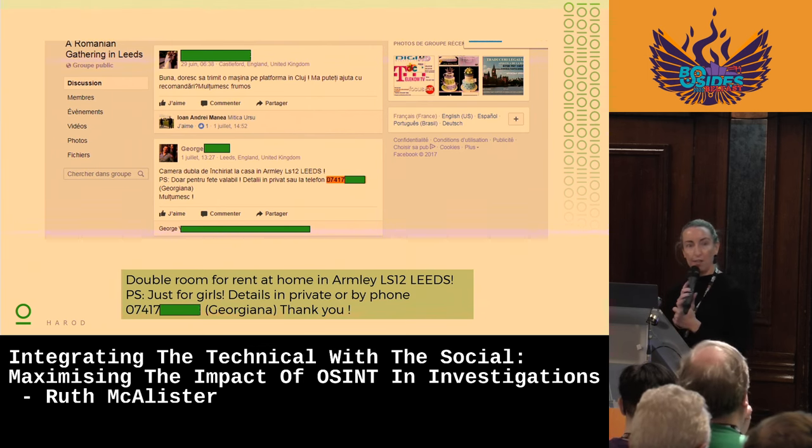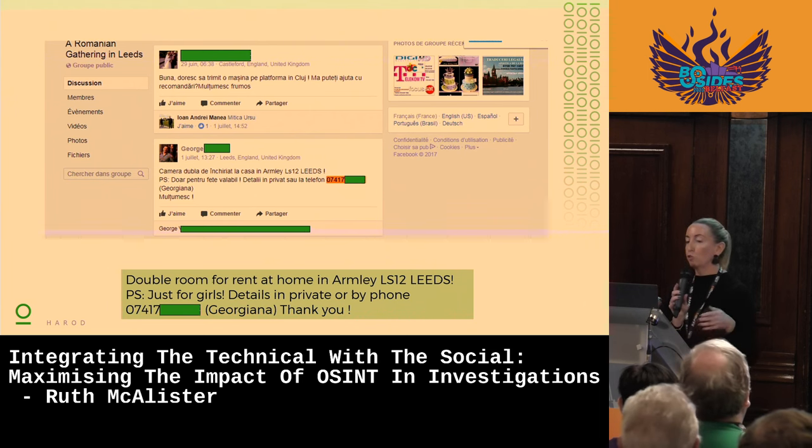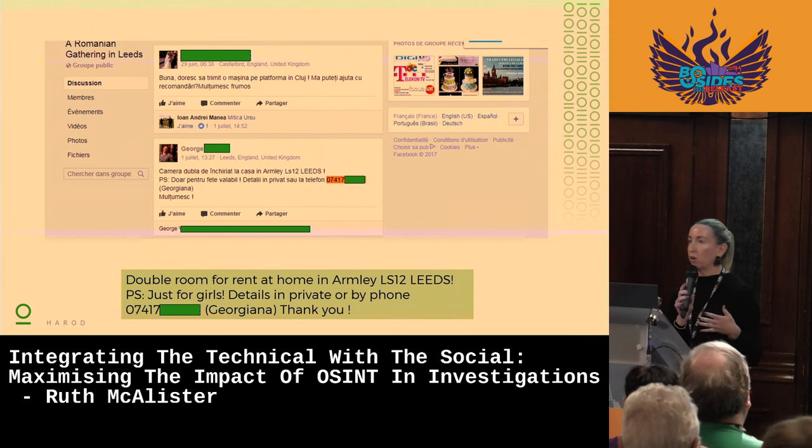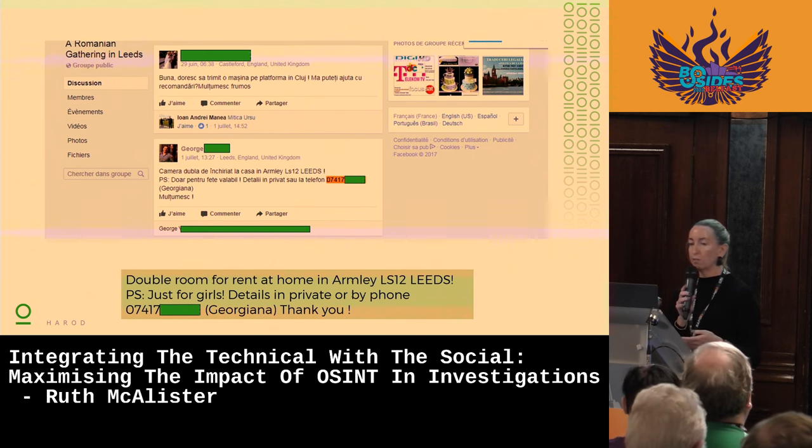You can see there that George, who made the post, is looking to, again, rent a room to girls in Leeds, but it's just for girls. You have to note these people are very careful around how they phrase their advertisements. They never overtly say what it is that they're recruiting these girls for.